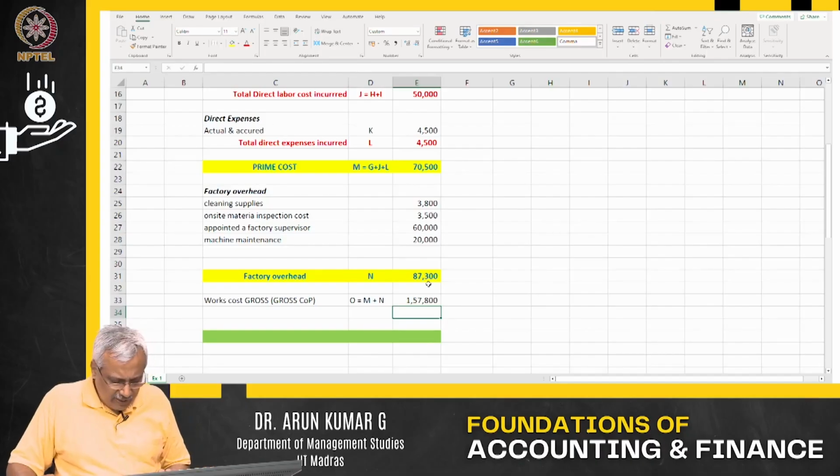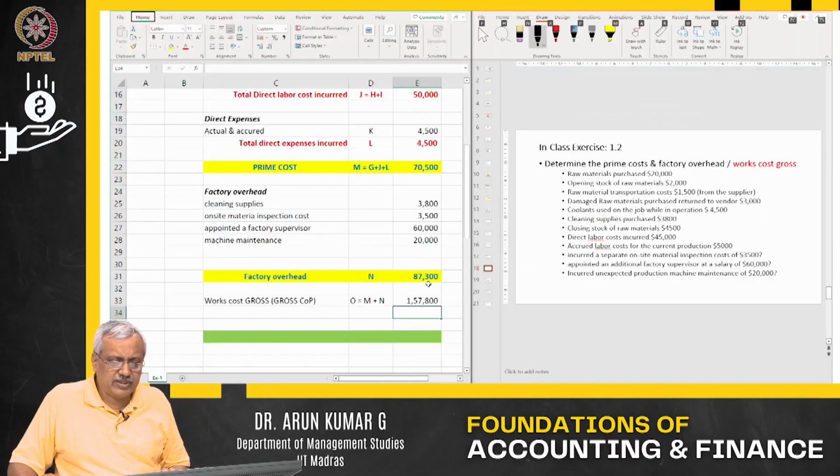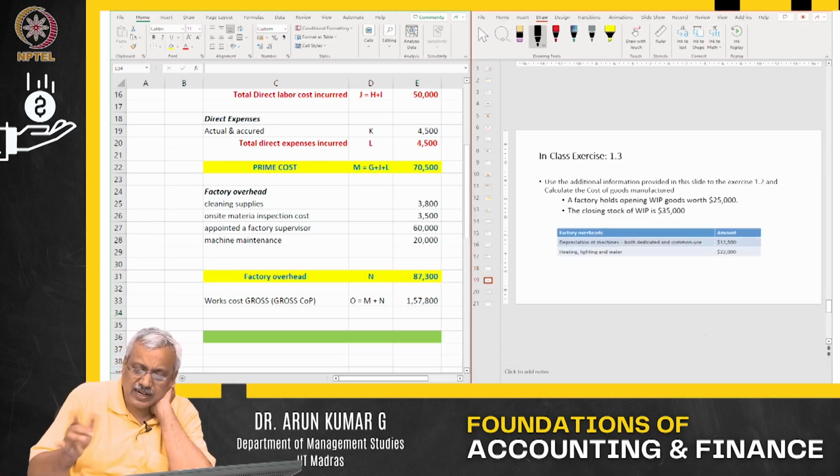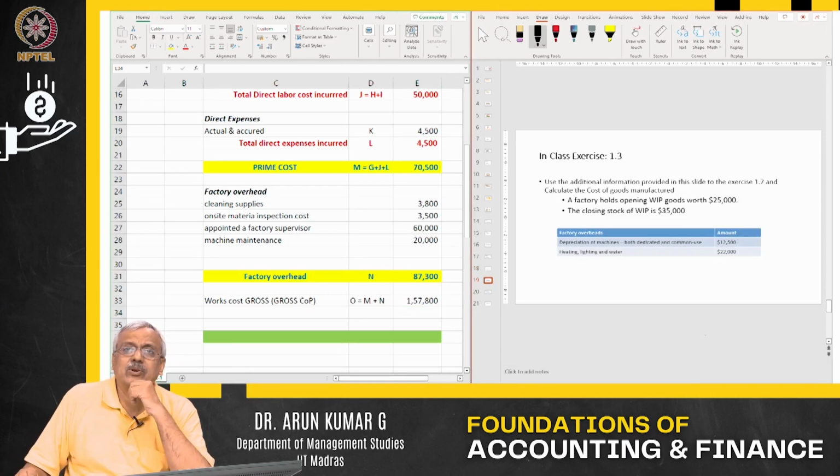Now, I am not going to stop here, I am just going to move to the next aspect. This is what gives you the works cost. What are we interested in? Cost of production, works cost, gross works cost. That is where, now look at this further, 1.3. Next, I am moving to the next level.